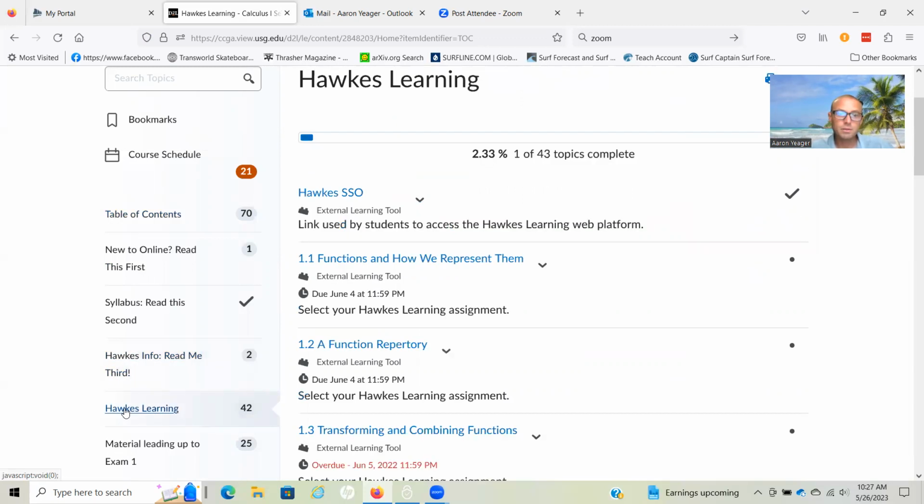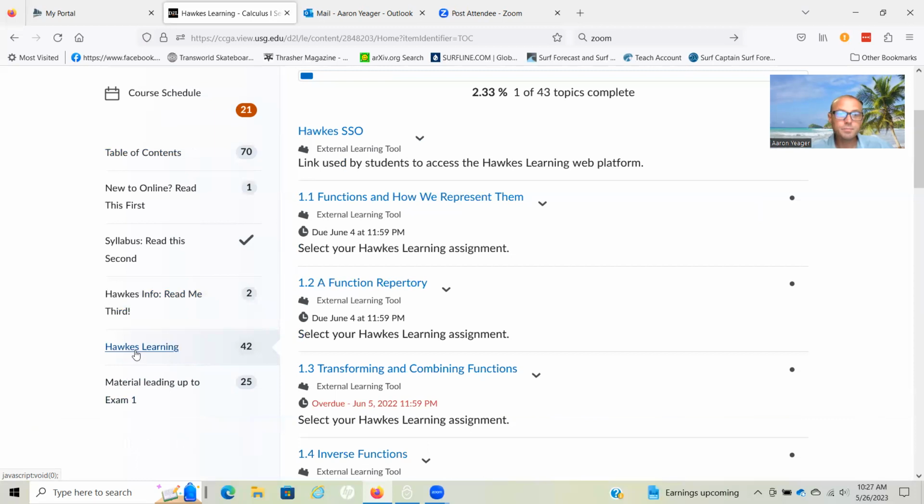Now Hawks Learning, you'll only go to this once, and you would be doing this to go to the SSO. So this is where you would sign into Hawks. And I'm opening the course early. If anybody wants to do that, you can go in there and sign in right now. But if you don't sign in, then on the first, it'll enroll everybody into there, and then it has a 14-day free trial period before you have to pay for the access code.